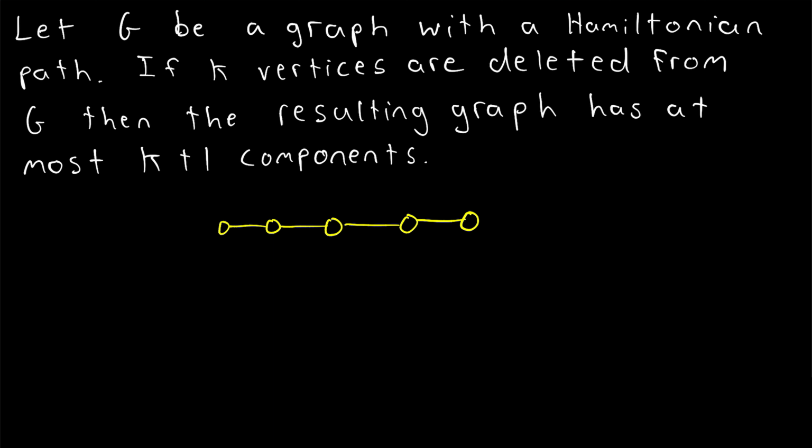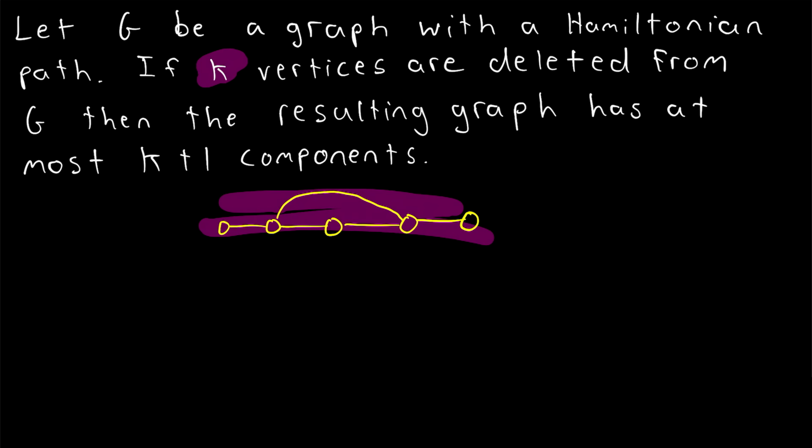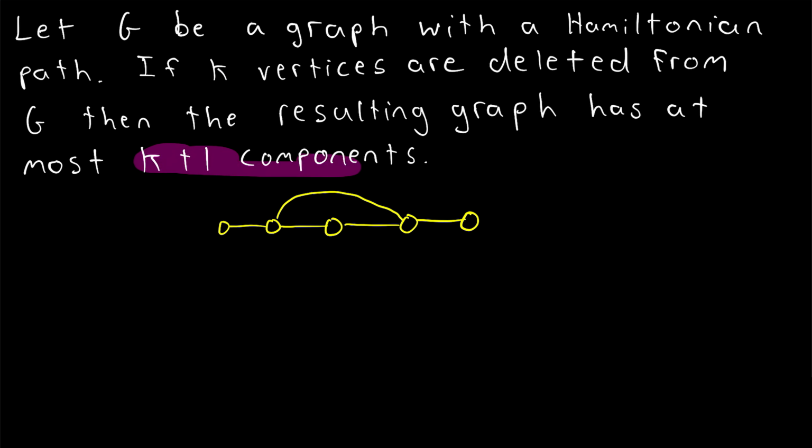Here is a graph with a Hamiltonian path. Just to make it a little more interesting, let's add one more edge. Clearly, there is a Hamiltonian path in this graph, a path containing all of the vertices. If this result is true, which of course we will prove that it is, then removing any k vertices from this graph should leave us with, at most, k plus 1 components. So if we delete 2 vertices, for example, then we should have at most 2 plus 1, or 3 components.